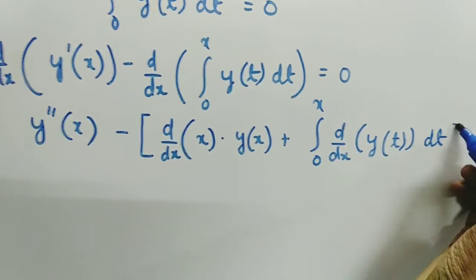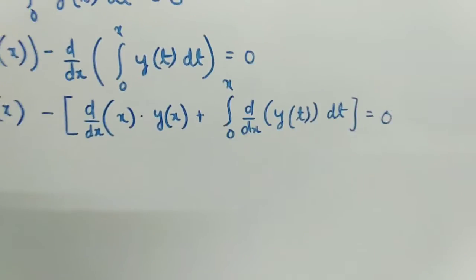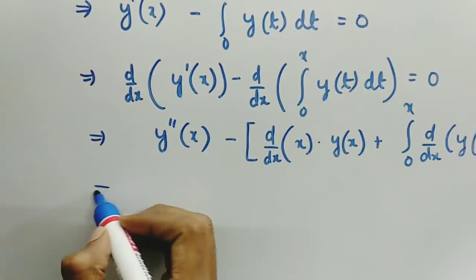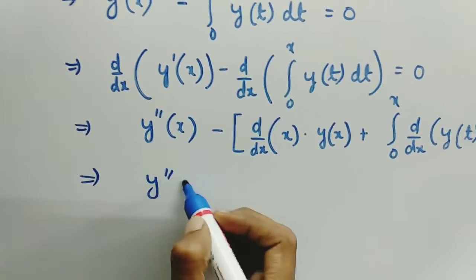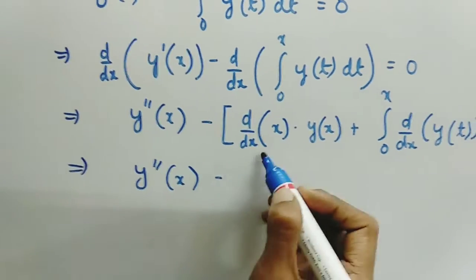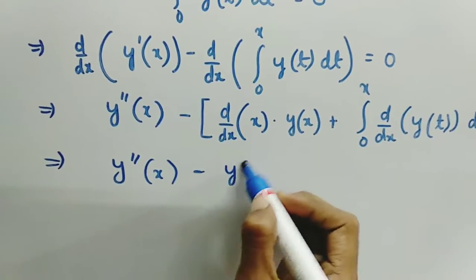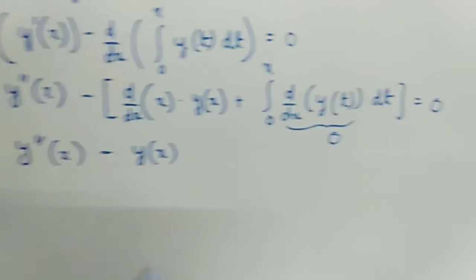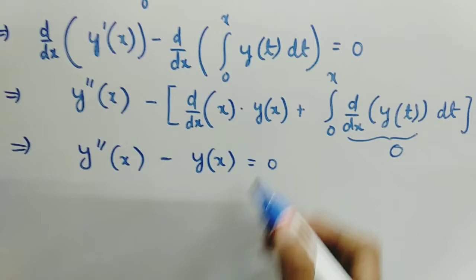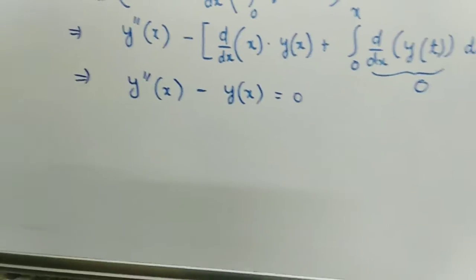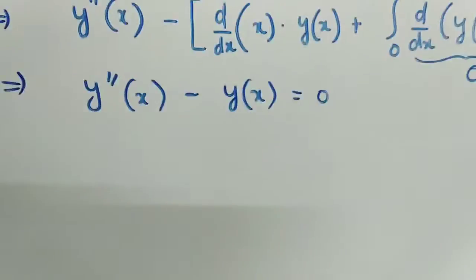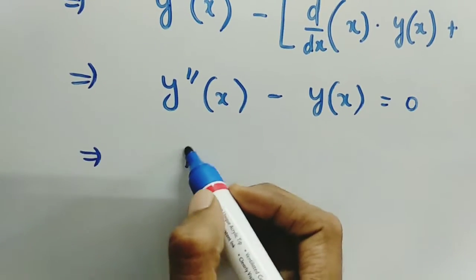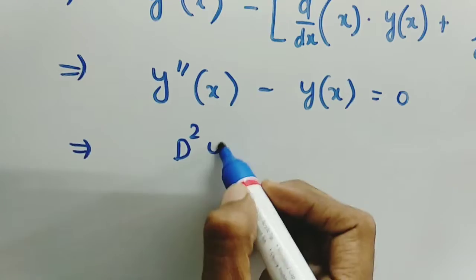So what we will do, next step will be y double dash x minus, derivative of x is 1, and the first term will be y of x, and the second term is obviously 0. So we will get this much equals to 0. So now we have to solve this: y double dash x minus y of x, a simple ODE of second order. So it is D square y minus y equals to 0, and what is D?